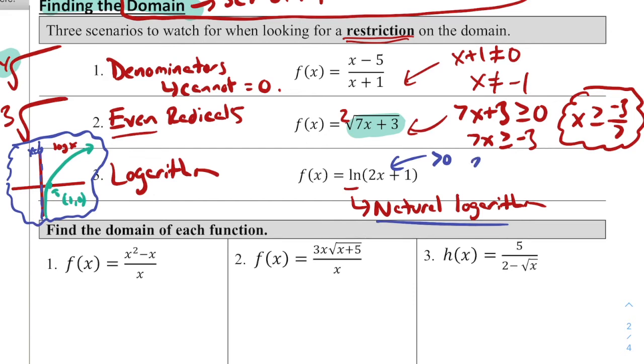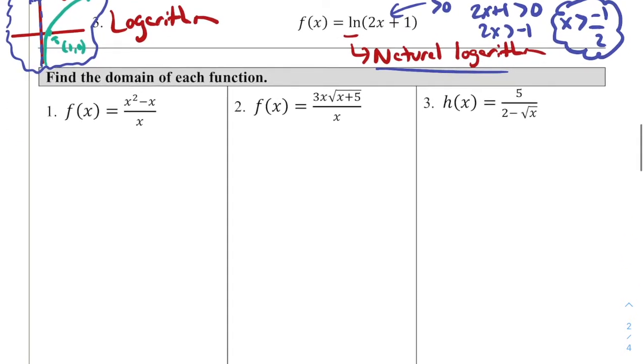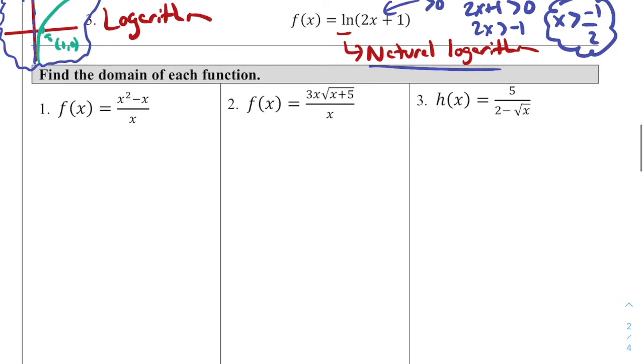And so because of this, I know that 2x plus 1 has to be bigger than 0. It can't even equal 0 because of that asymptote. And so if we subtract, we get 2x is greater than negative 1, which means that x is greater than negative 1/2 would be the domain for that last value. Great. Let's move on to finding the domain of each function here.